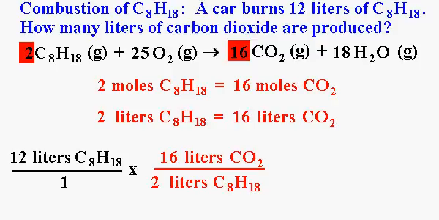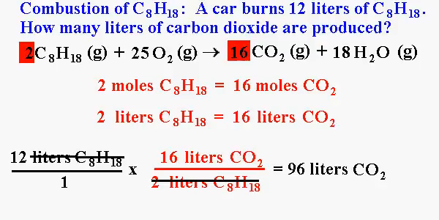Now when I multiply these fractions, liters of C8H18 cancel, and when I plug through the math, I get 96 liters of CO2. The significant figures are correct. The 16 and the 2 are exact. They come from the chemical equation. So the only number with significant figures to worry about is 12. It has 2 significant figures, so my answer can have 2.